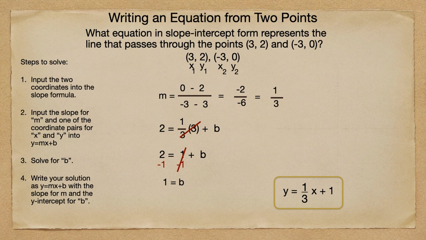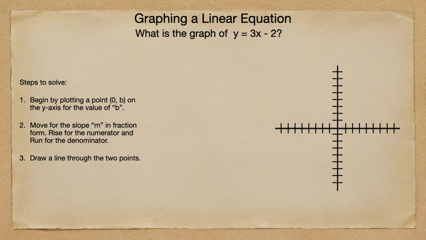Now let's look at graphing a linear equation. What is the graph of y equals 3x minus 2? We're going to begin by plotting a point 0, comma b on the y-axis for the value of b. That is my y-intercept. We're going to substitute in the negative 2 in for the b, so we're going to plot our point on 0, negative 2.